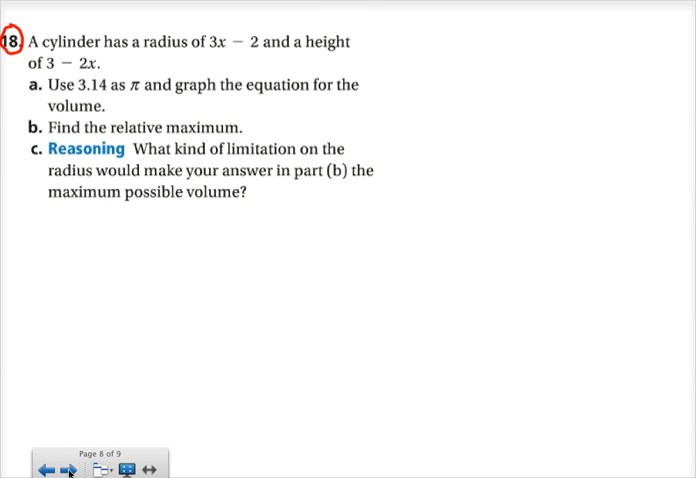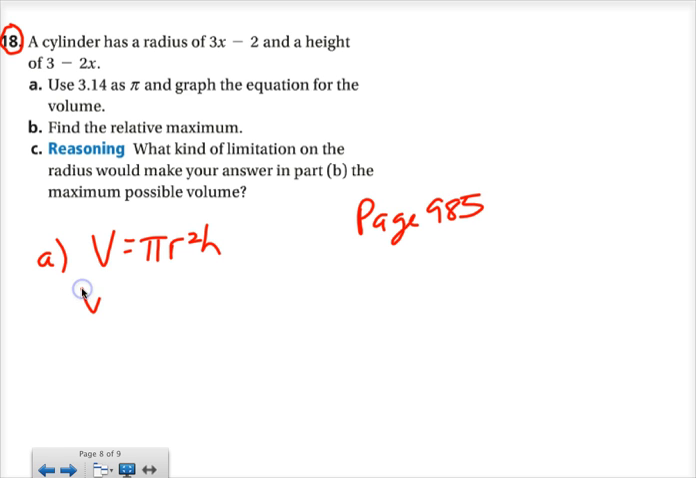Then number 18 says a cylinder has a radius of 3x minus 2 and a height of 3 minus 2x. And A says use 3.14 as pi and graph the equation for the volume. So I just want to remind you that the volume of a cylinder is pi r squared h, and that formula can be found on page 985. If you ever forget that, then we've got our nice formula page back there. So we are supposed to use 3.14, and then we are supposed to figure out its volume by putting in the information that we know.